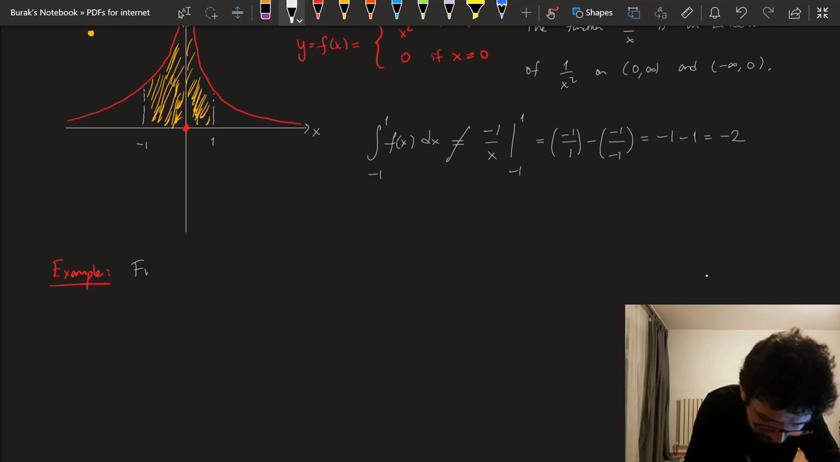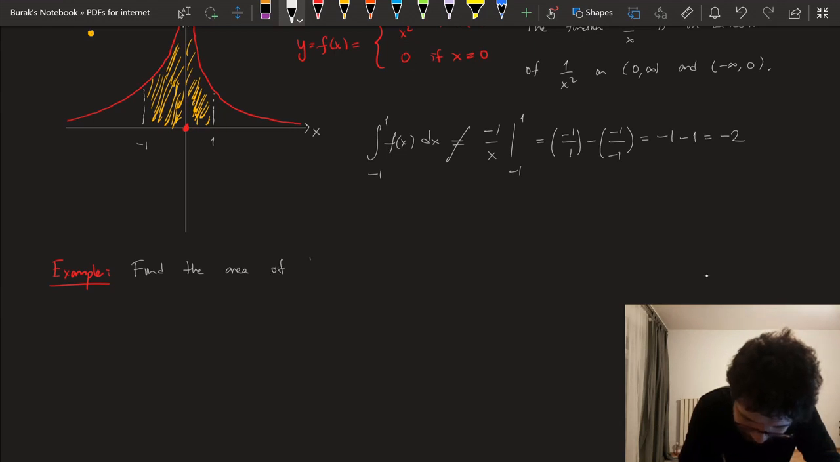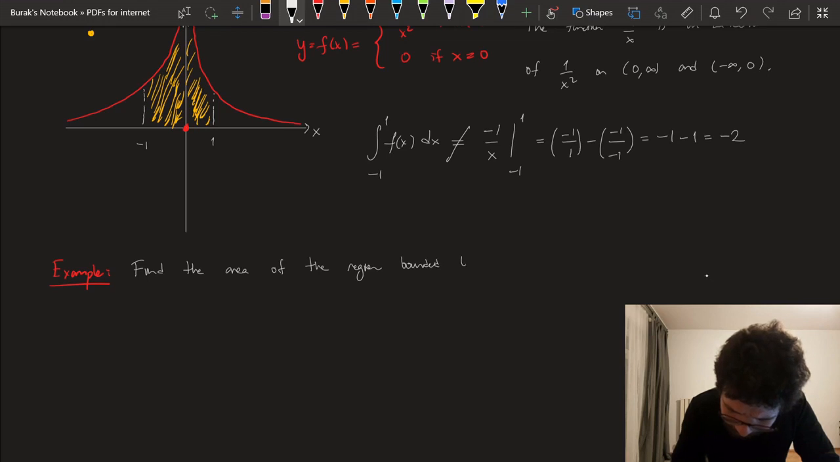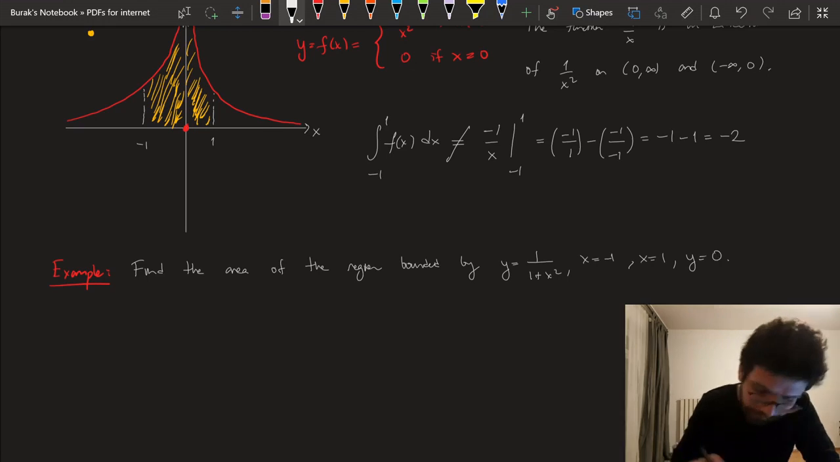Find the area of the region bounded by y equals 1 over 1 plus x squared, x equals minus 1, x equals 1, and y equals 0. Okay.